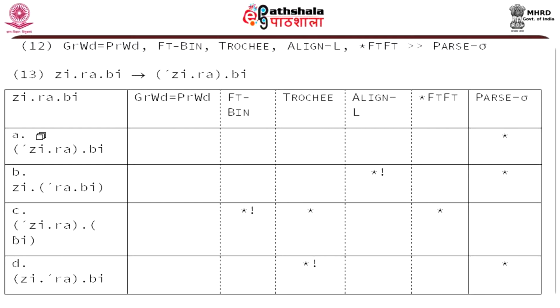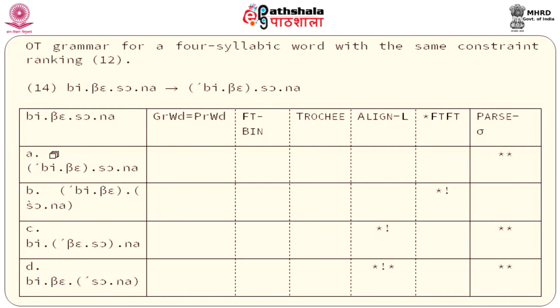So, the one which is the strongest, the uppermost, is grammatical word equals prosodic word. Then we have foot binary, it gives you only binary feet. Trochee, the left syllable is stressed. Align L, the prosodic word is aligned with the foot. The foot is aligned with the left syllable. Foot, no foot, 2 adjacent feet are not allowed, stresses are not allowed. Parse syllable, all syllables must be parsed.